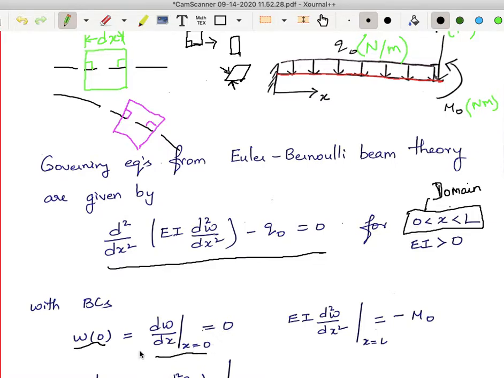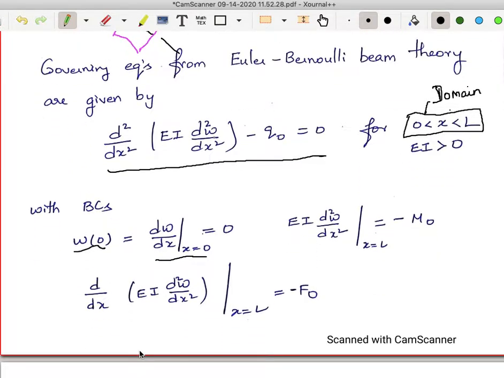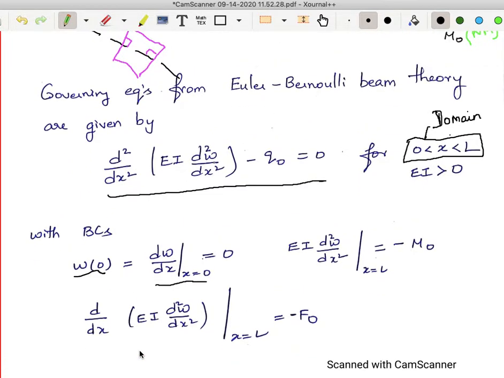And then you have conditions at x equal to L. What condition do you have? You have a condition for the moment and the force. So you are imposing some moment and force at x equal to L. Those will be the boundary conditions at x equal to L. So this is the problem that we want to solve.